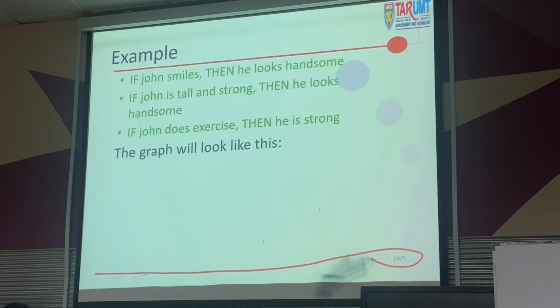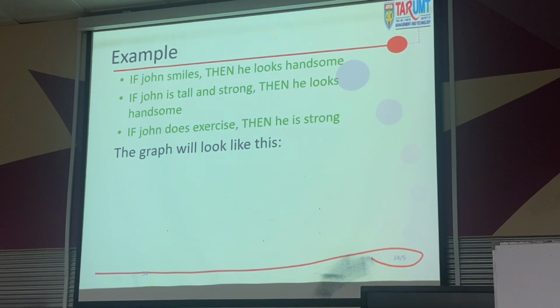Okay, let's say now you have these examples. This is actually a rule base. You have three different rules here. If John smiles, then he looks handsome. If John is tall and strong, then he looks handsome. If John does exercise, then he is strong. Who is John? Anyone named John? No.